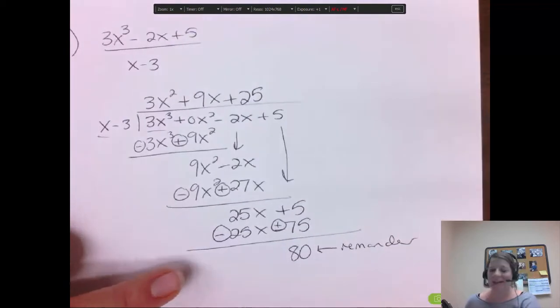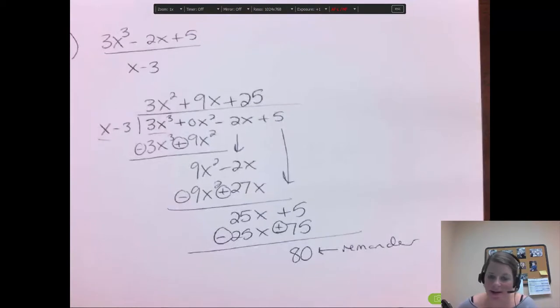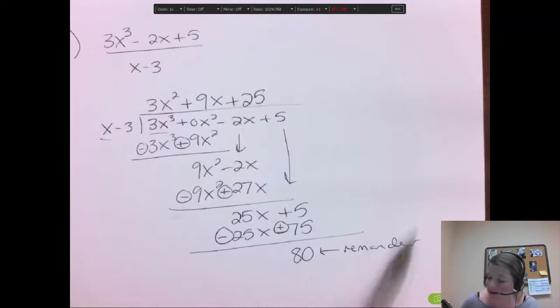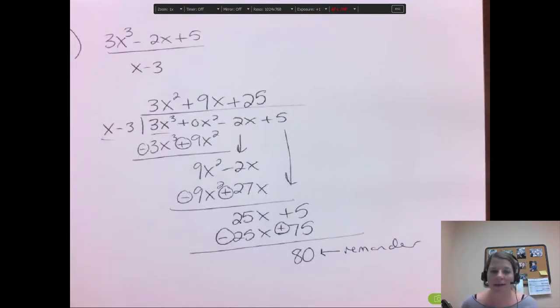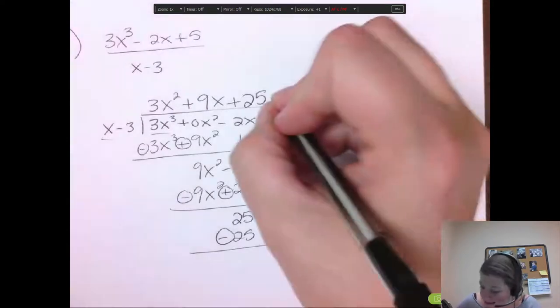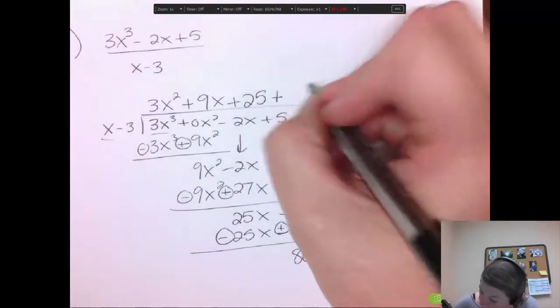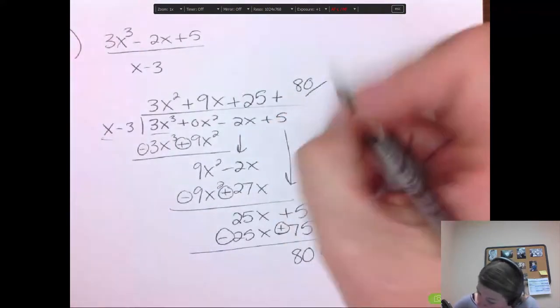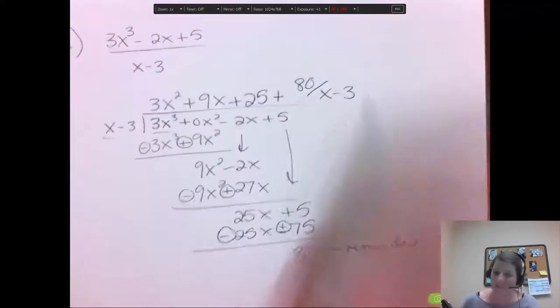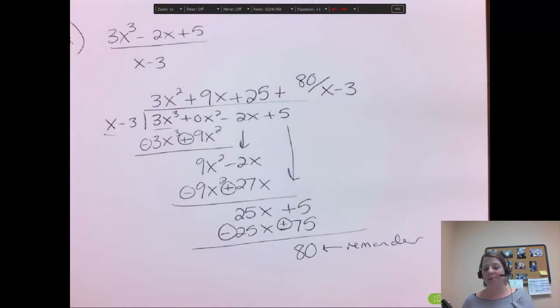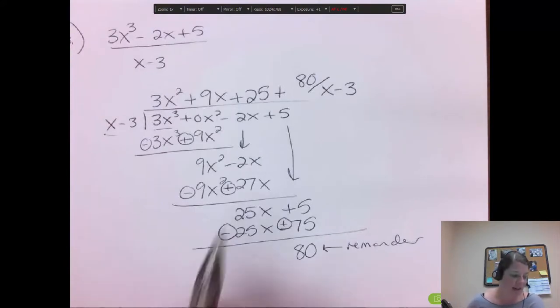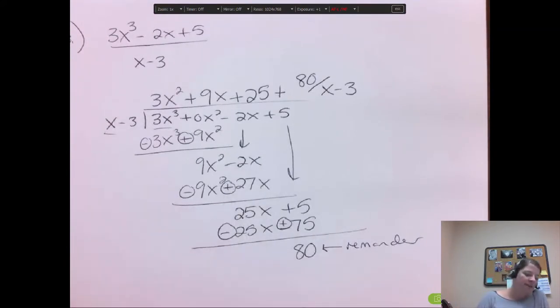And the way that we like to write our remainder, just like in regular division, is we write it over our original divisor. So in this one, we do plus, and then we say our remainder over our x minus 3. So 80 over x minus 3. You just do a plus, and then you include the remainder in that.